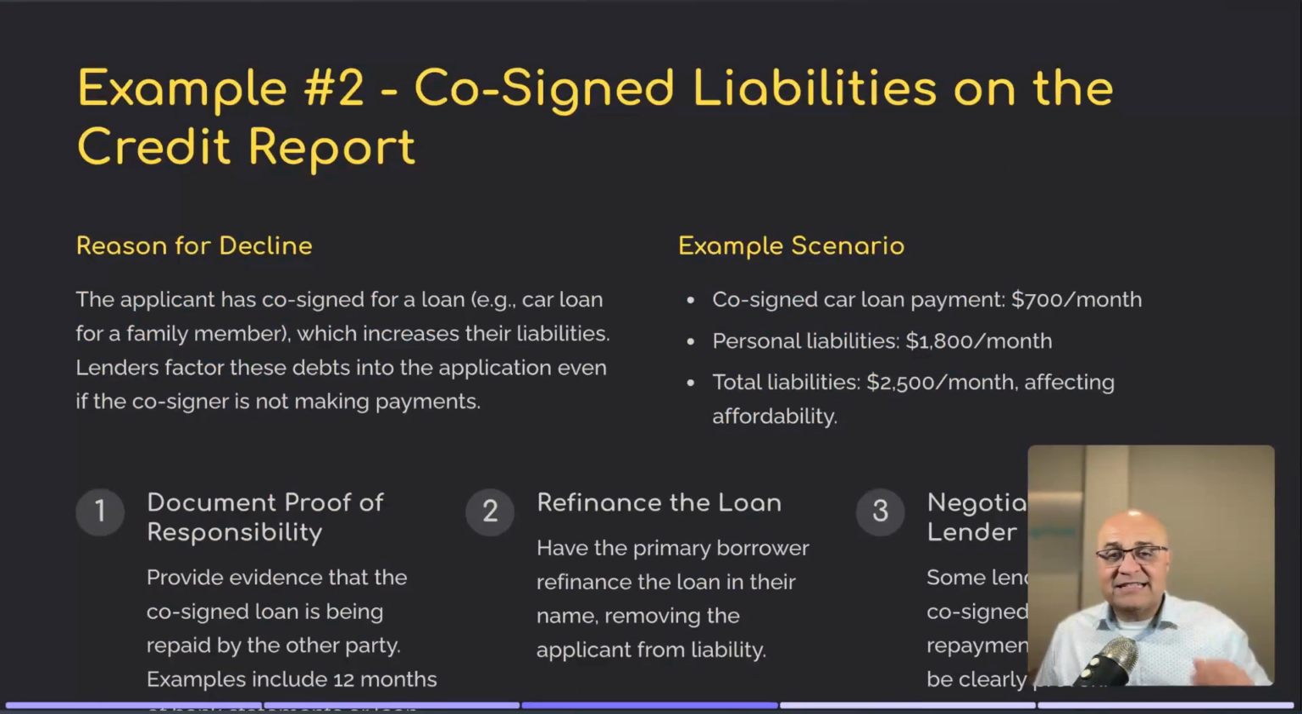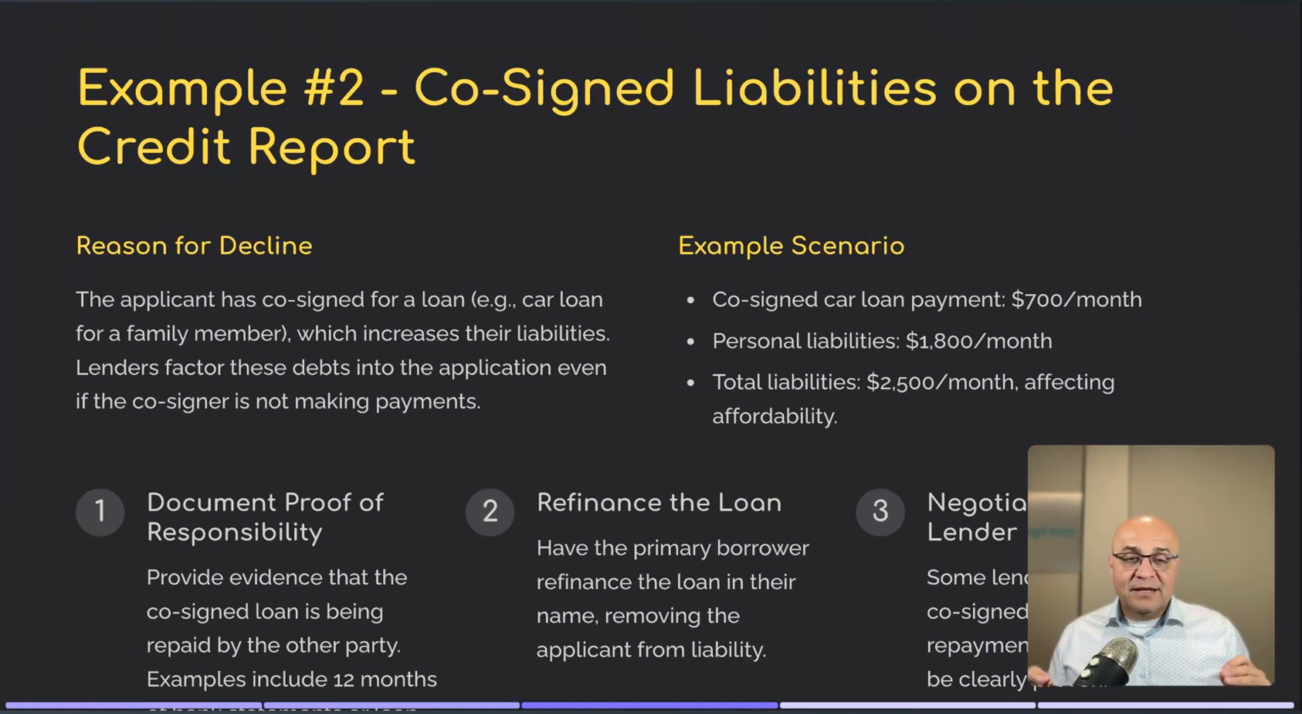Okay, and example number 2 is cosigned liabilities on the credit report. The reason for the decline is, for example, very typical, the person cosigned a loan. In this scenario, we have a car payment of $700 per month and personal liabilities of $1,800. So the total liabilities, if you add those up, are $2,500.